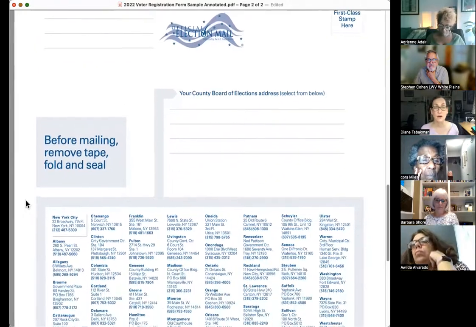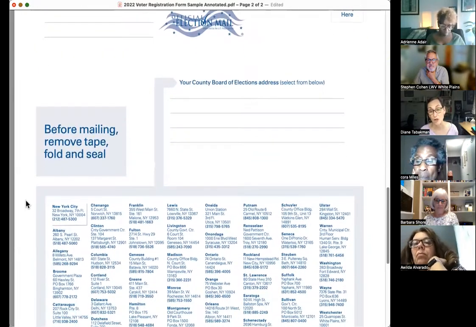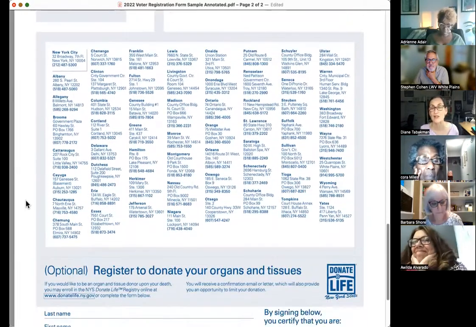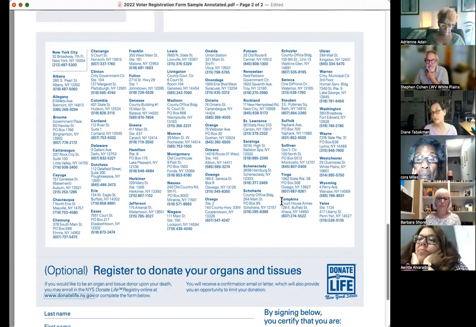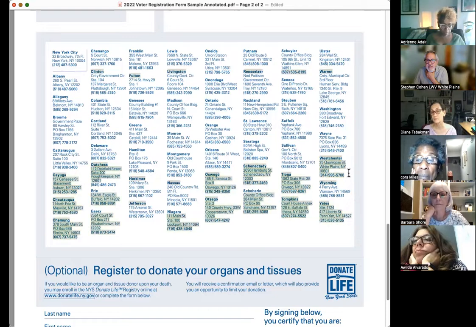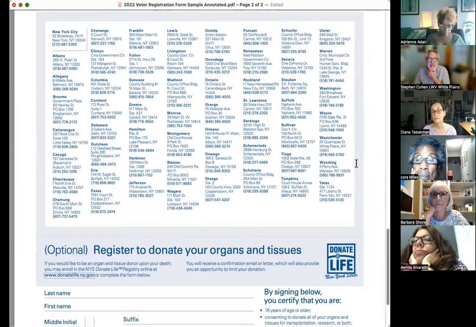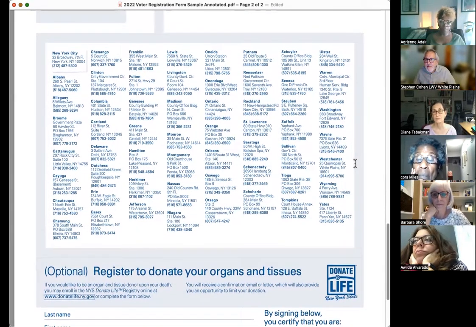So if they know their county, which hopefully they'll know is Westchester, the address is on the back of the form. They would just have to complete it and either drop it off in person or put it in the mail. Right, and this is what I'm showing. I think you can see that on the screen. That's right. Thank you for reminding me of that.